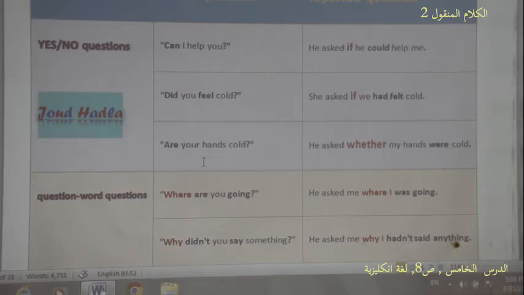So your hands. Don't forget to change the possessive adjective. Your hands, my hands. So, are your hands cold? He asked whether my hands were. Don't forget to change the tense of the sentence. My hands were. Not were my hands, because it is here an indirect question. So, he asked whether my hands were cold.